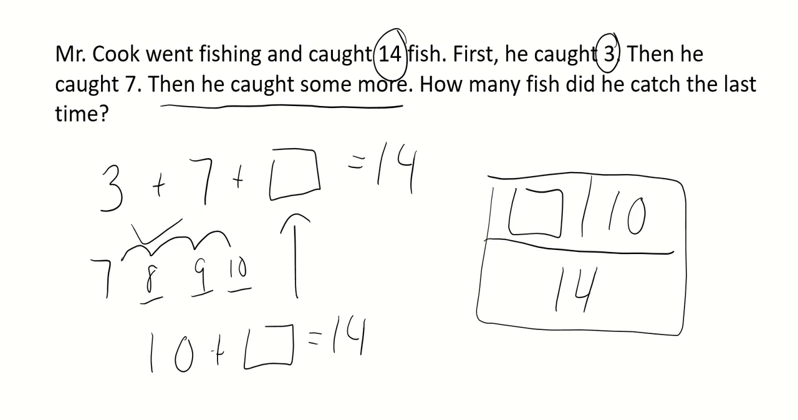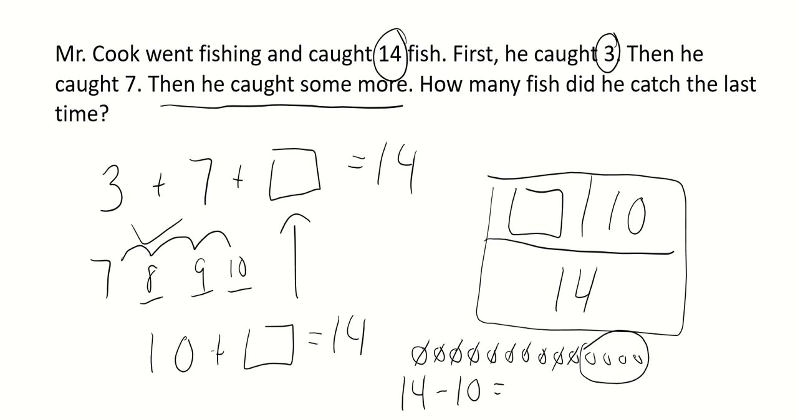So we have 14, so I'm going to draw 14. 1, 2, 3, 4, 5, 6, 7, 8, 9, 10, 11, 12, 13, 14. Awesome. And then we're going to take 10 away. 1, 2, 3, 4, 5, 6, 7, 8, 9, and 10. So to show you what that looked like, it was 14 minus 10 equals this amount right there. And if I count it, we have 1, 2, 3, and 4. So that means that my missing part was actually 4 on this side.